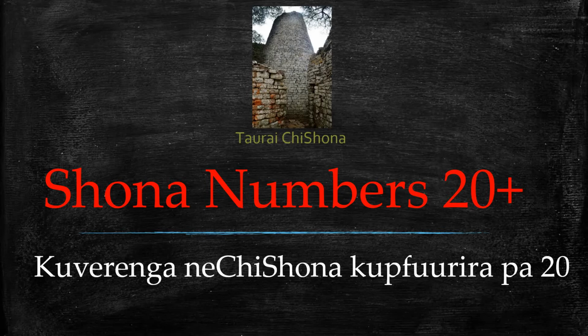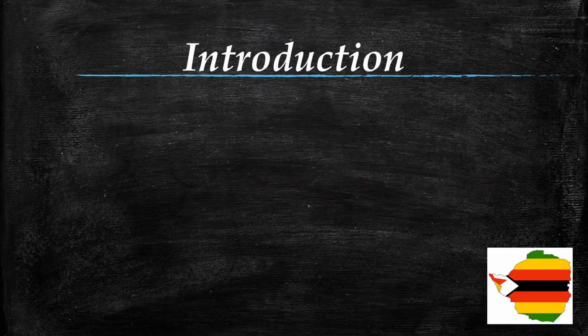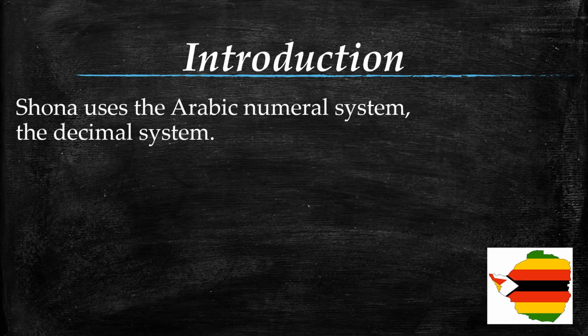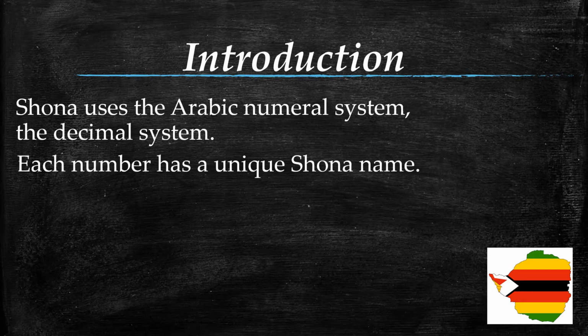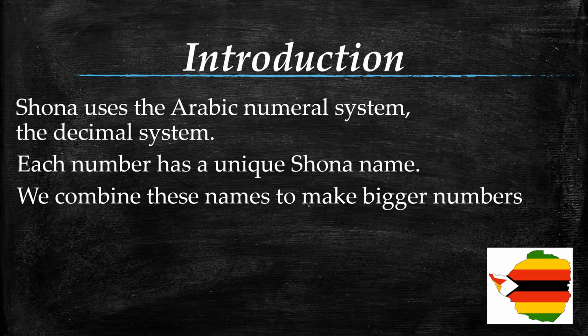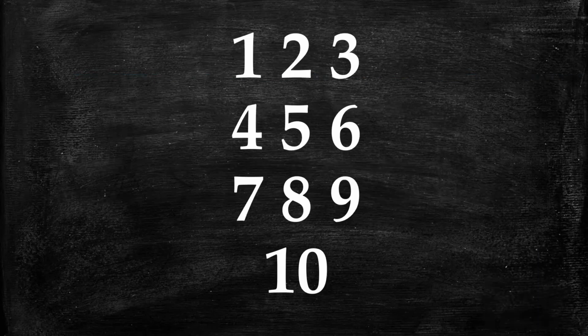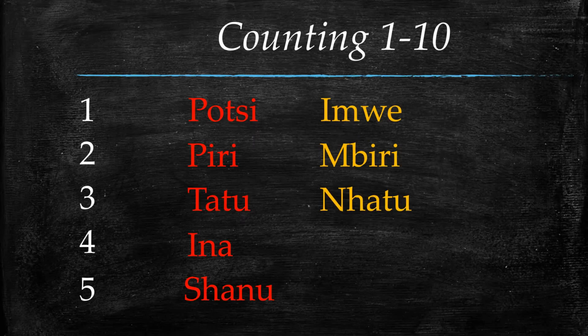In this video we are covering Shona numbers beyond 20. Kuverenga muChiShona kupfuura pa 20. In the previous video we said that Shona uses the Arabic numeral system, the decimal system, and each number has a unique Shona name. We combine those names to make bigger numbers. So here are the 10 digits that we have covered so far, and we are going to go beyond that.